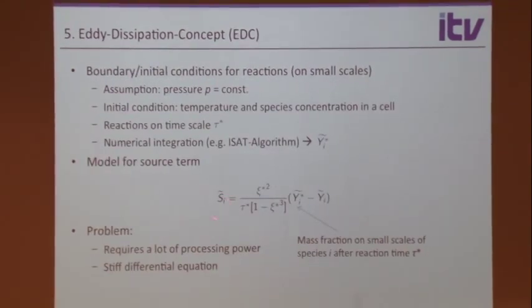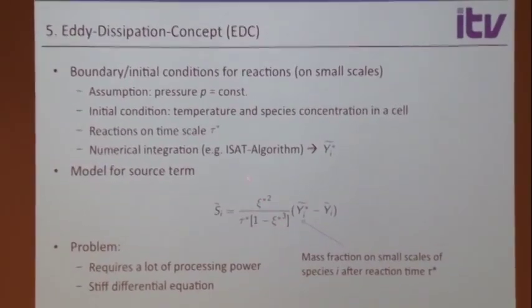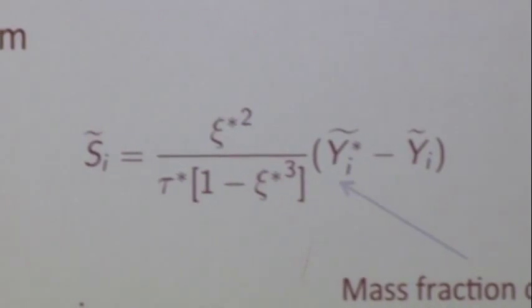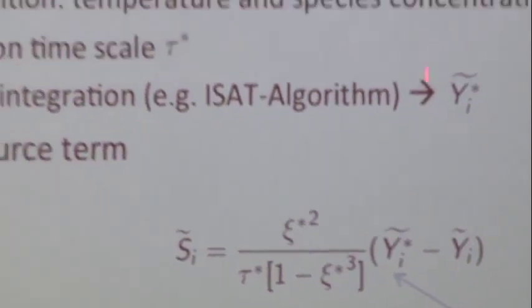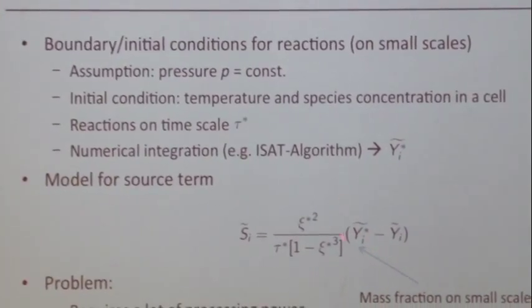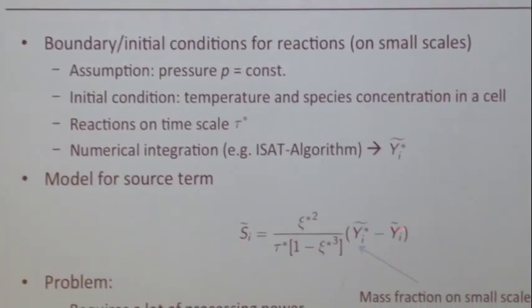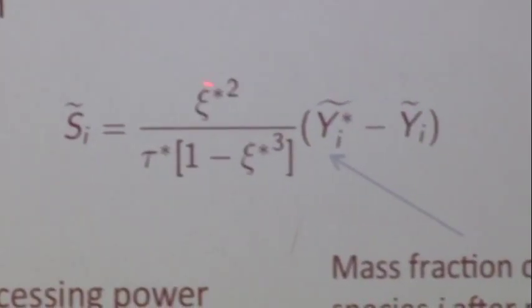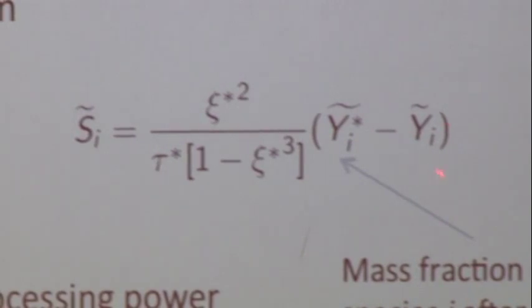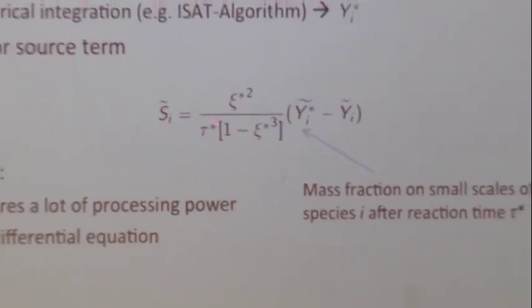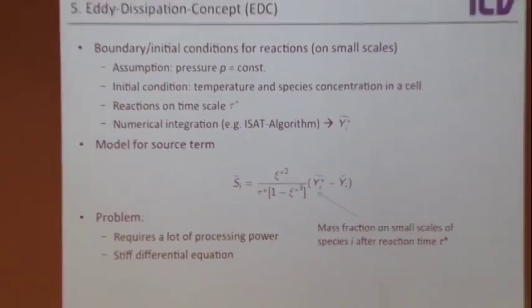And then the source term here is given by this, so it depends somehow on these small scale parameters. And then this here is just an expected value from the chemistry that you would get, and this here is your current value. So what this basically is, is a relaxation process of your current value to a chemically determined value that goes somehow with a small scale mixing time scale.